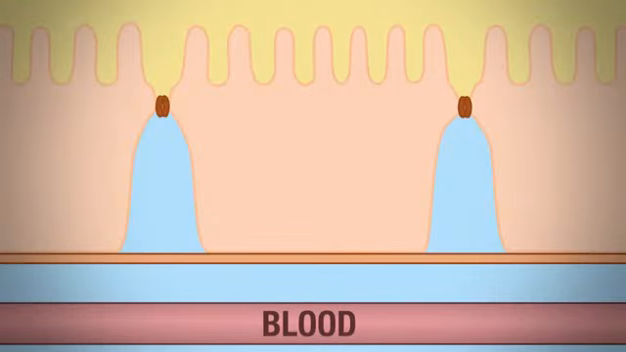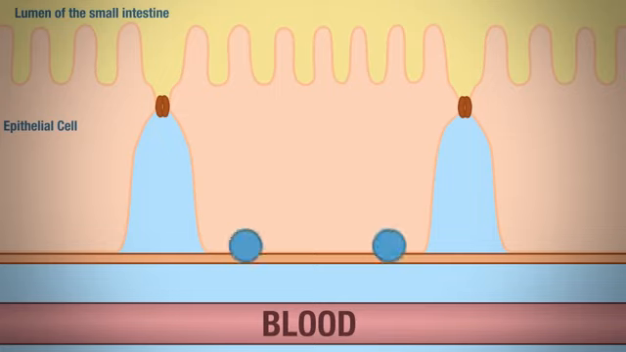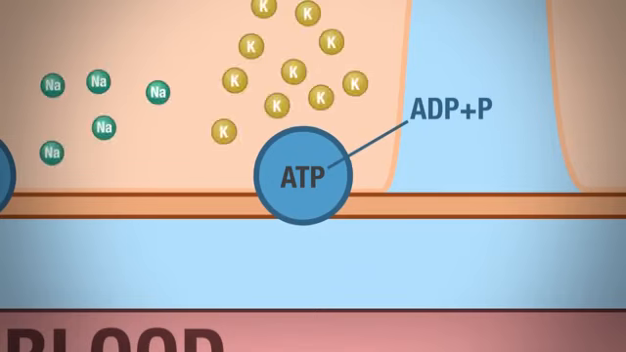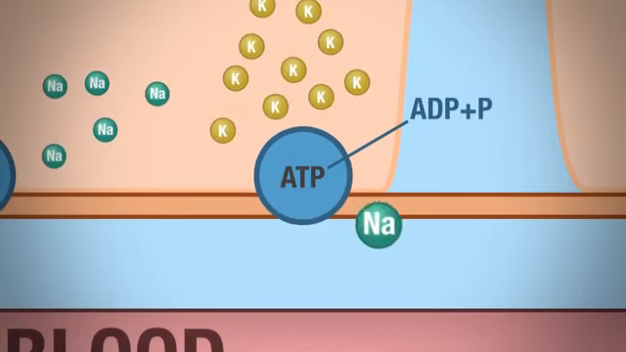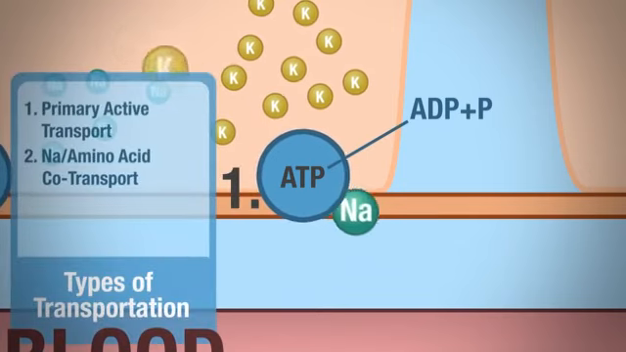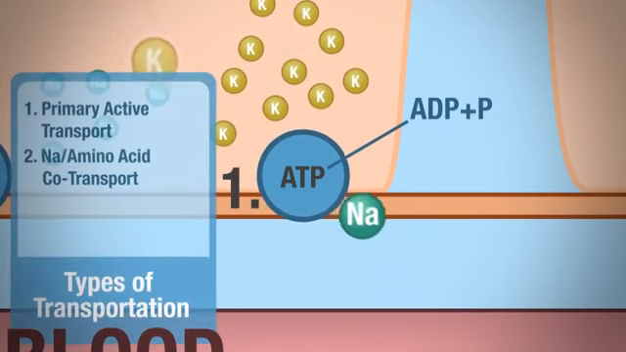As you can tell, this is a pretty blank diagram. This is going to be the lumen of the small intestine. You have your epithelial cell. We're going to have a carrier protein that we're going to put in blue here that's affiliated with ATP. And what this thing is going to be doing is it's going to be pumping sodium out of the cell and potassium into the cell. And so once again, that's your form of primary active transport.